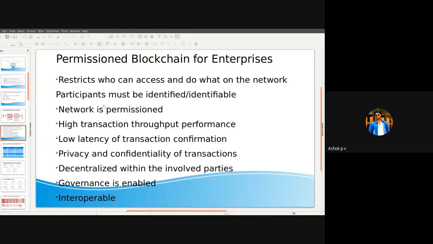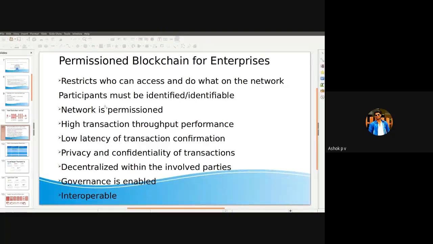And that's privacy and confidentiality. Even governance is enabled, and it is interoperable, because we know who is actually accessing the data. Without a particular digital signature or a certificate for an identity, they won't be able to access the chain, the blockchain or the system network itself. So it's in total control for the enterprises who access the data.